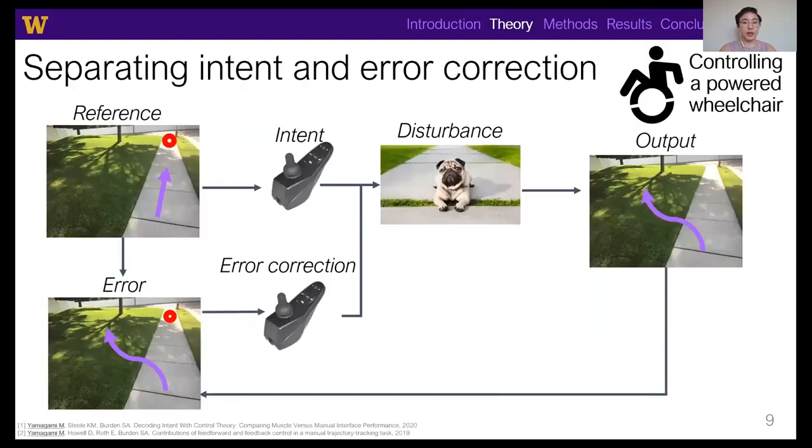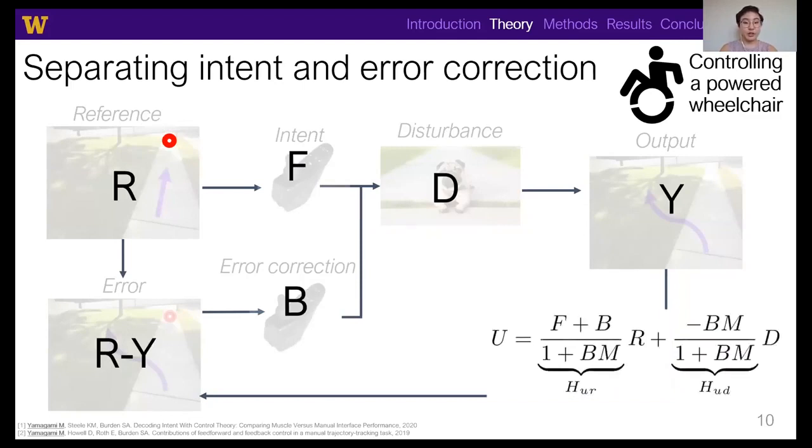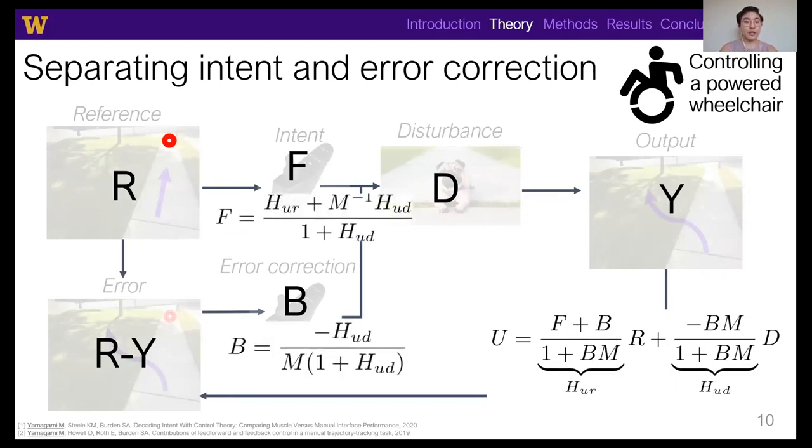And so now let's go back to our problem at hand. We would like to separate intent and error correction, which are both implemented by the user at the same time with the joystick that they are manipulating. This is a signal that is mixed in time, and so we cannot separate the two in the time domain. However, in the frequency domain, we can obtain equations that relate these signals to each other. And then we can use tools from control theory to obtain models of the user intent and error correction algebraically. These models can then be used to predict user input in response to desired trajectories and unpredictable disturbances.